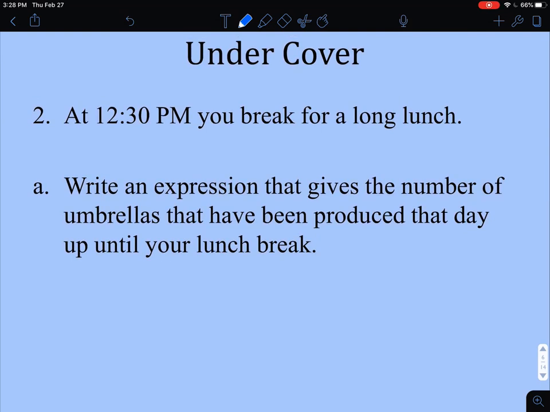At 12:30 p.m., you break for a long lunch. Write an expression that gives the number of umbrellas that have been produced that day up until your lunch break. So we're going to have a new integral. It's going to be from 0 to 12:30. Well, from 6 a.m. to 12:30 is 6.5. My accumulation function stays the same, 20t minus t squared dt.